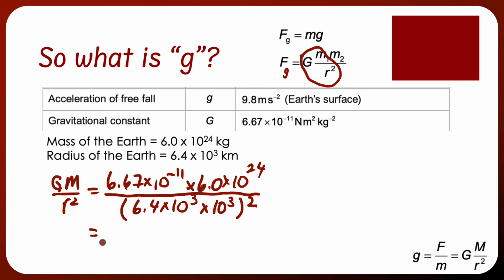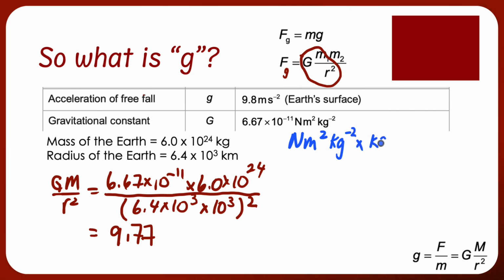Now, I'm going to pick up my handy dandy calculator, and I get 9.77. Now you might think, what are these units going to be? Well, let's work them out. This one had units of newtons meters squared kilograms to the minus 2 times kilograms, and on the bottom, that would have been meters squared. So let's check this out.